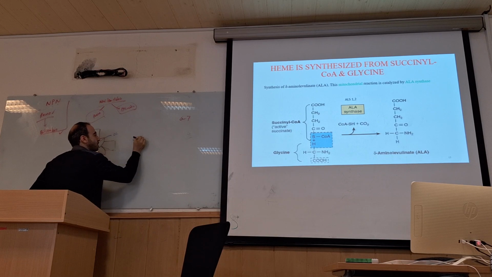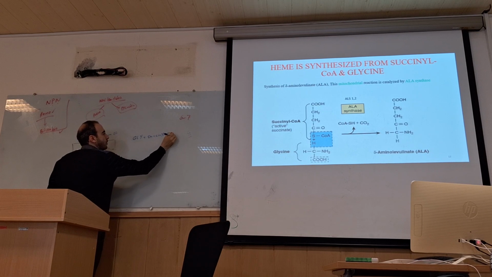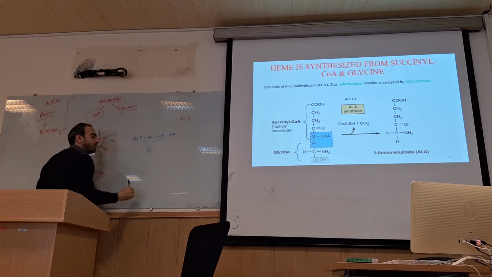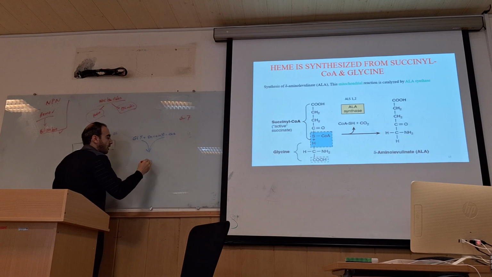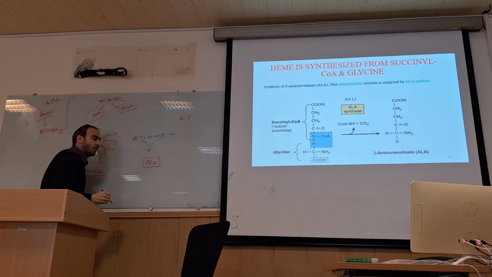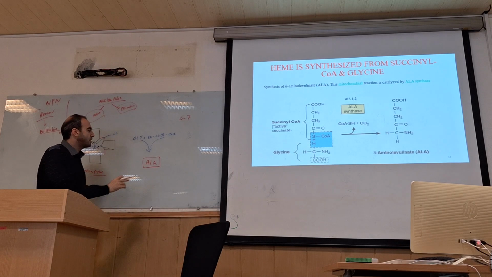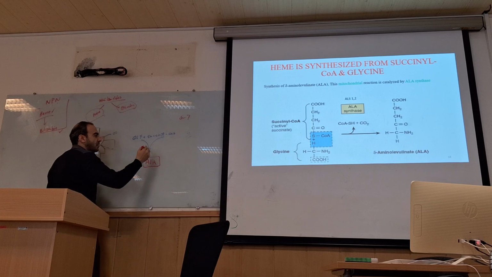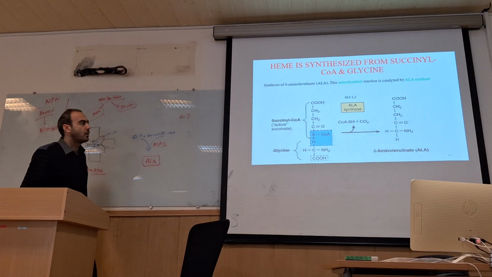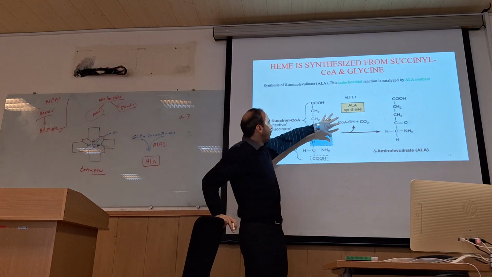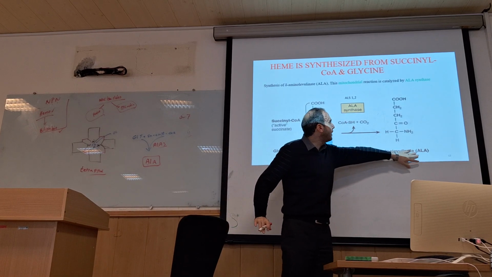Glycine and succinyl CoA. These 2 molecules together produce another compound known as ALA, aminolevulinic acid, or ALA in brief. The enzyme that synthesizes ALA is known as ALA synthase or ALA synthetase, because it combines these 2 molecules together, removes coenzyme A and CO2, and ALA is synthesized for us.